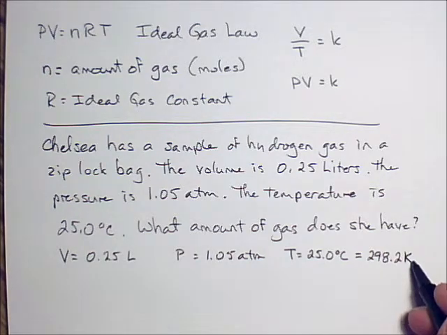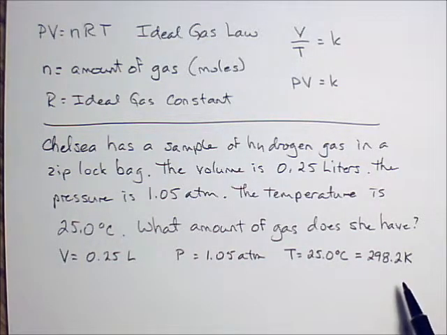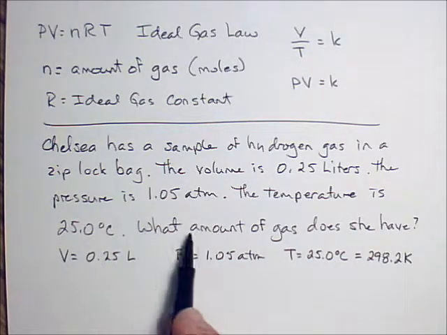Man, I knew 273 in my head. You want to know how to do that math? All you got to do is add the 25.0 to 273.15 and round off properly. Okay? All right. Now, what about the unknown?